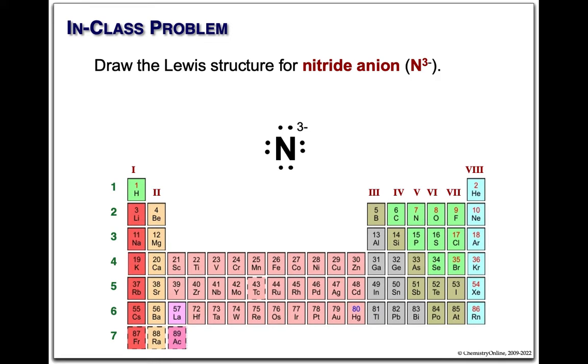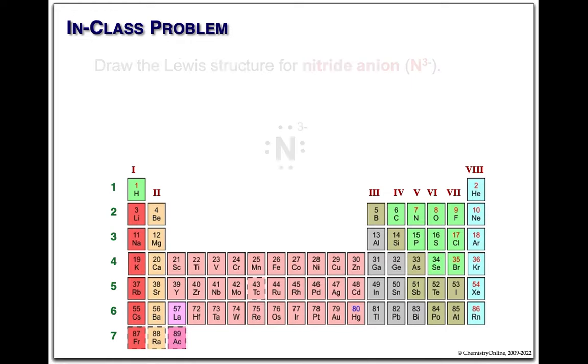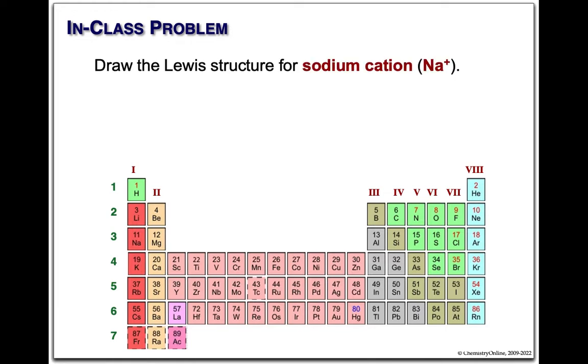Let's look at a cation. How about sodium? Sodium is here in group 1, so it has 1 valence electron, doesn't it? So we have our sodium, we'll add our valence electron. Now this is neutral sodium. To make this positive, we need to have more protons than we do electrons. So we're going to take this electron and get rid of it. When we do that, it leaves the sodium with a net positive charge.